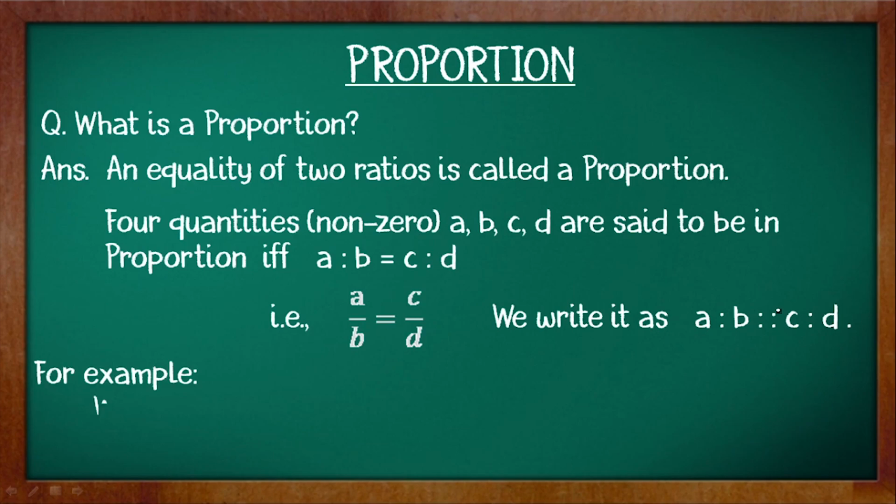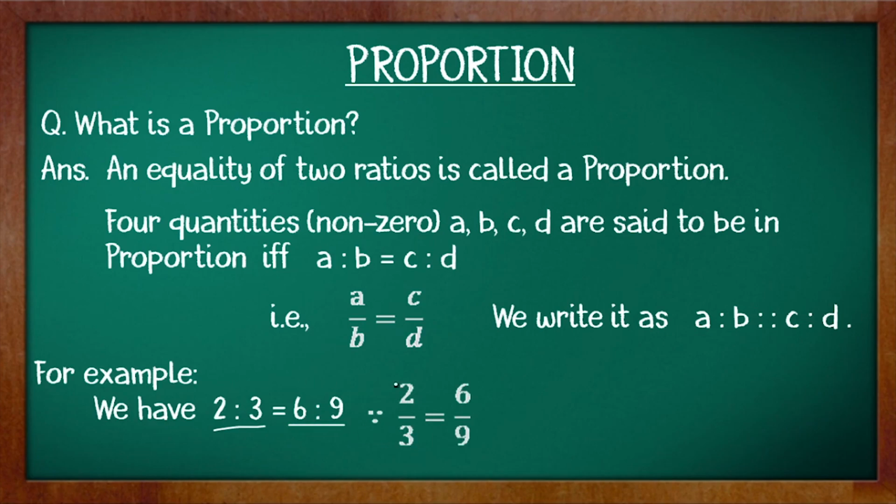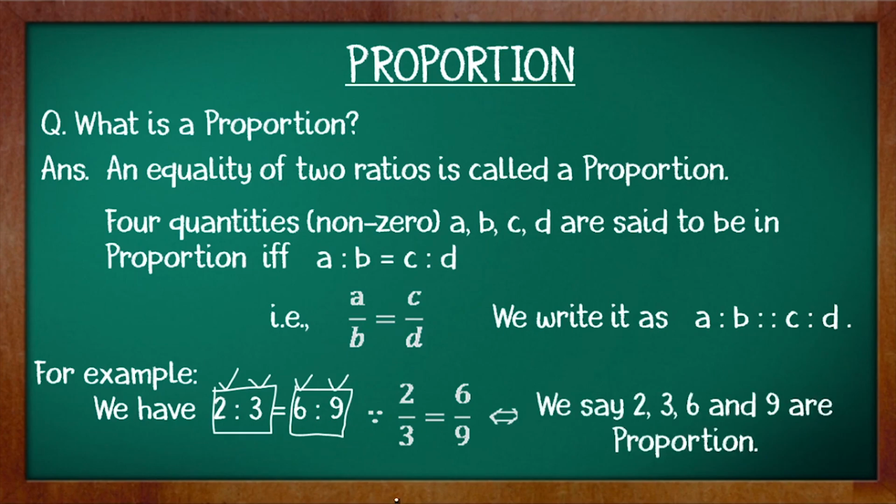So let us see an example. We have 2 is to 3 is equal to 6 is to 9. If we convert this into fractions, 2 is to 3 is 2 by 3, and 6 is to 9 is 6 by 9. If we cancel this by 3, 3 2s are 6, 3 3s are 9. So finally what we get is 2 is to 3 only, after cancellation. That means these two ratios are equal. If the two ratios are equal, the four terms that we have, 2, 3, 6 and 9, are said to be in proportion.